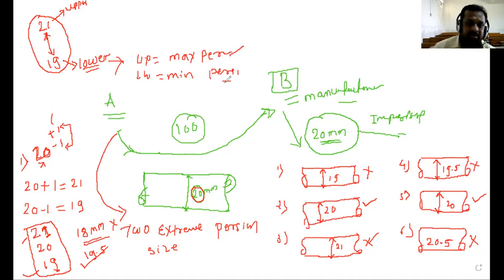And what is meant by the limit? Limit is nothing but the two extreme permissible sizes. It is called the limit. Simple. So, understood?